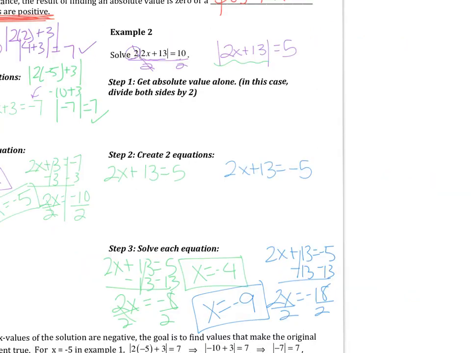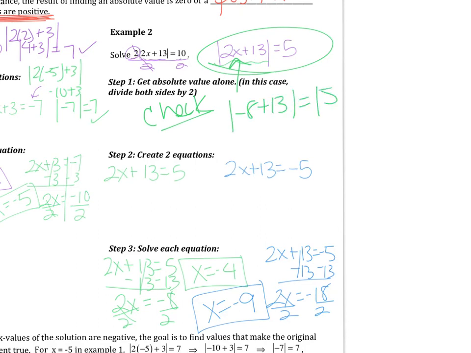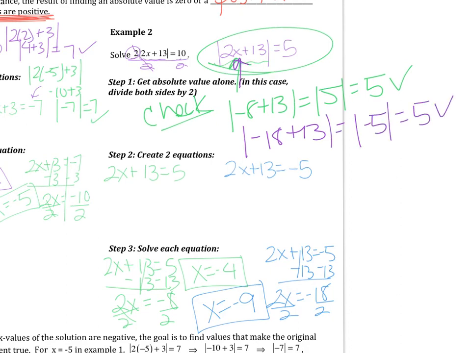So to check our work, you could plug it into the original absolute value equation, or you could plug it into the one that you rearranged, got the absolute value by itself. So if we plug in negative 4 in for x, I'm just going to do my check up here. We're going to take the absolute value of negative 8 plus 13, which is absolute value of 5, which equals 5. So that works out. If we plug in negative 9 in for x, that would be the absolute value of negative 18 plus 13, which is equal to the absolute value of negative 5, which equals 5. So that also works out.